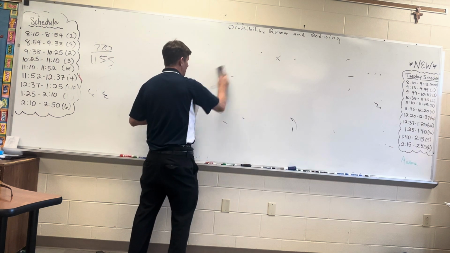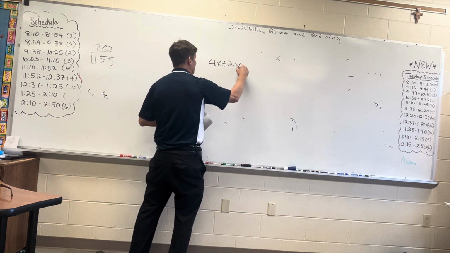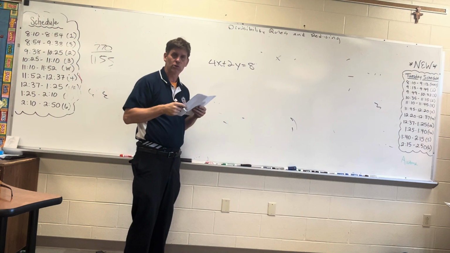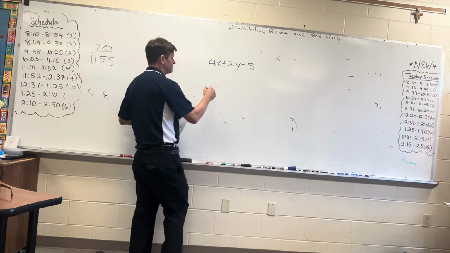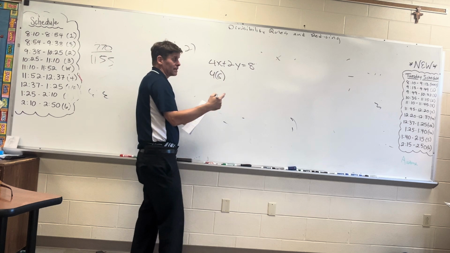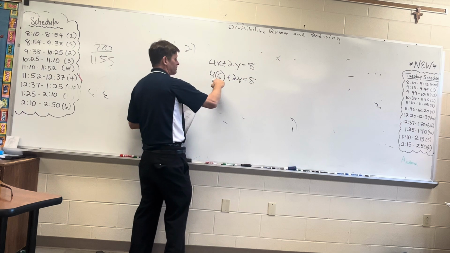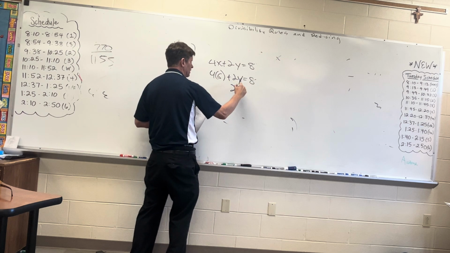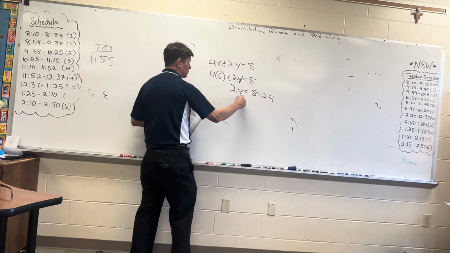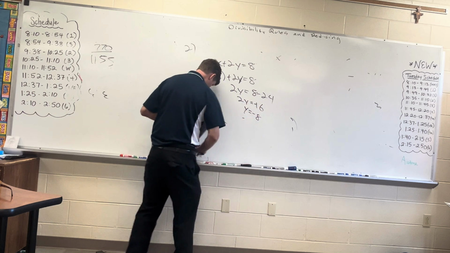The second question says, for the equation 4x plus 2y equals 8, know the language, what is the value of y when the value of x is 6? Well, if x is 6, you just plug it in. So you plug in 6 for x. That's 24 for the 4x term. You get 2y equals 8 minus 24, and that's 2y equals negative 16. And so y equals negative 8.